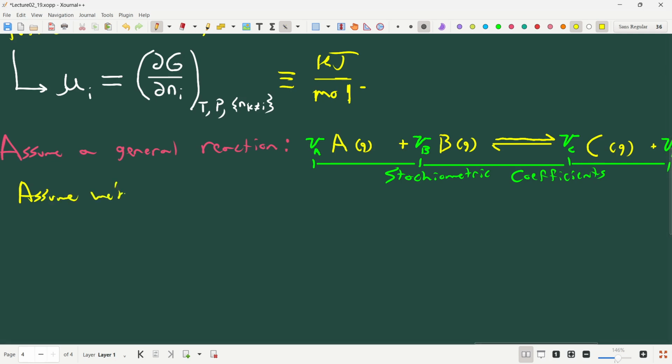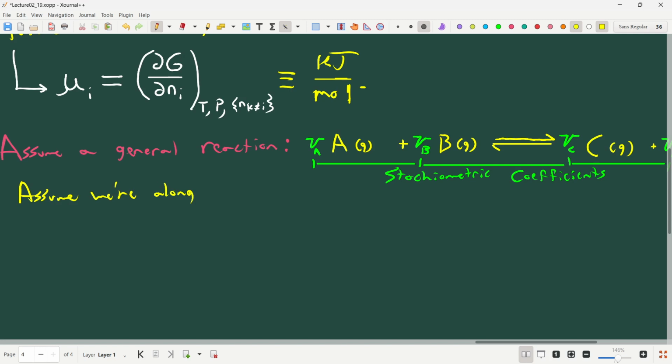Yeah, go ahead. So you said before that at equilibrium your change in the Gibbs energy is 0. Is that true? So yes, that's correct. Not coefficients, I mean the chemical equilibrium. Yes, that's correct. Okay. We'll see that in just a second.